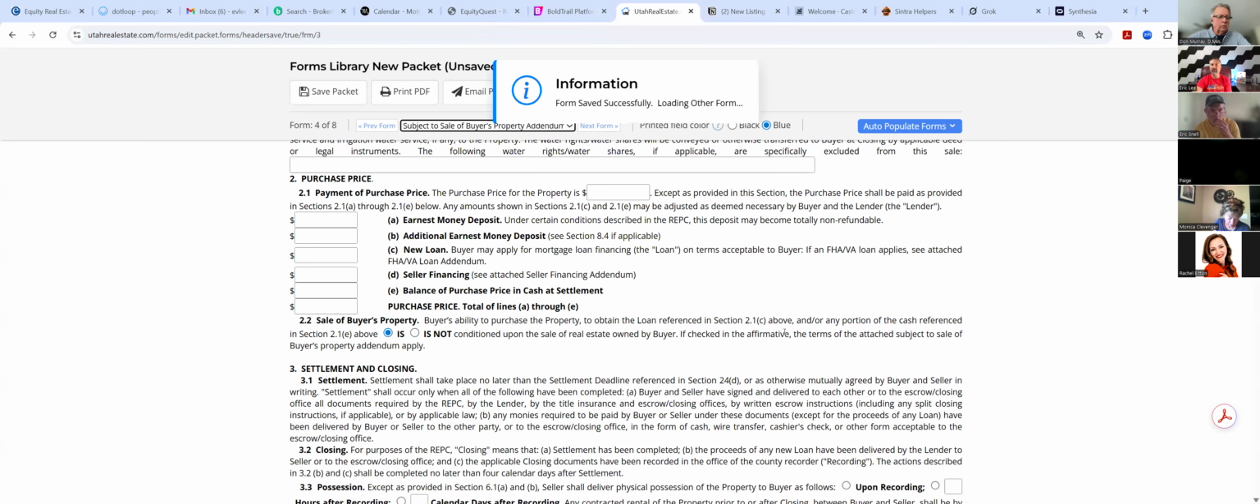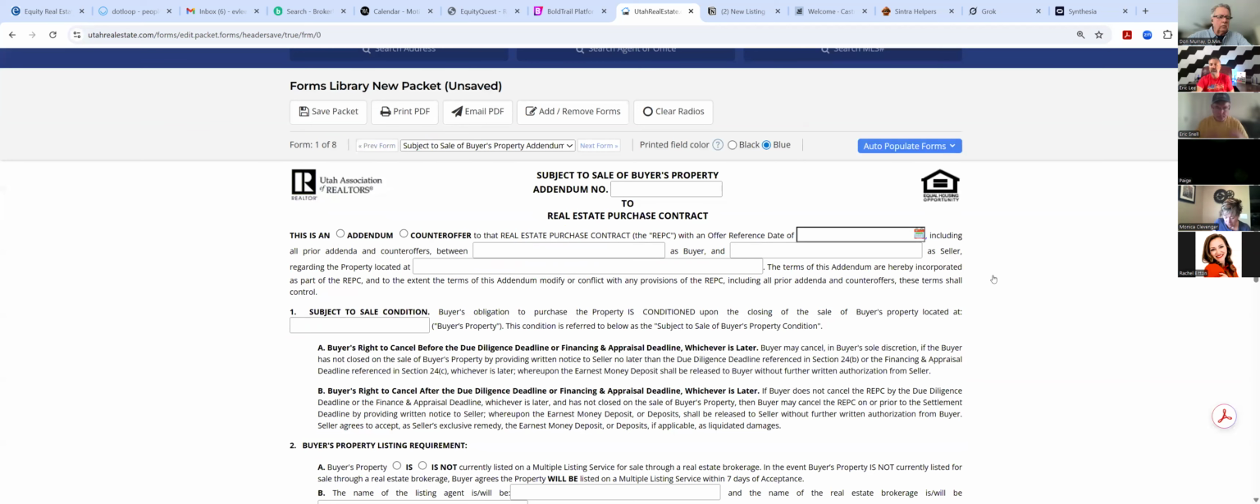So now let's jump to the subject to sell a buyer's property addendum. This is the one that you must use. It's been prepared for you and it's all ready to go and it's written very well. So we've got our standard references up here, you know, referencing the date, the buyer, the seller, and the property, and the subject to sell conditions. So we put in the location of the property that they're trying to sell.